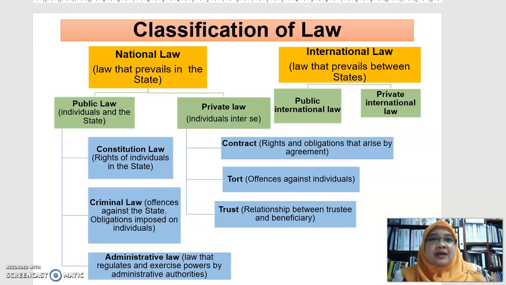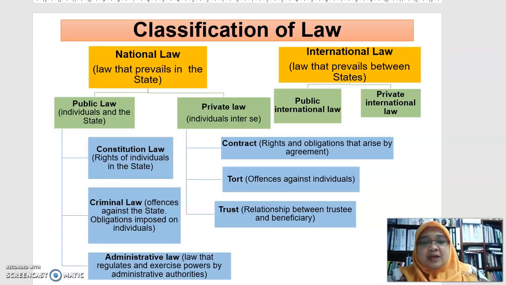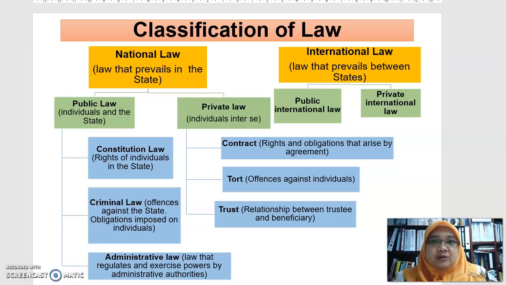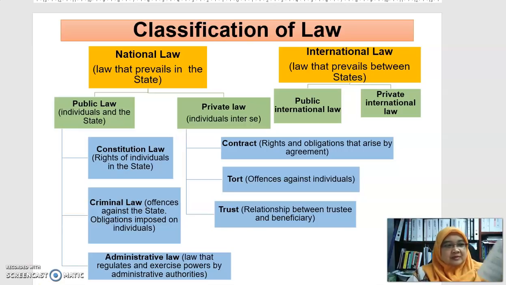This can be further classified into a few others, but what I'm going to show you are the 3 main examples of public law. The first one is constitutional law. Constitutional law is the rights of individuals in the state, right? So, where are you going to get information on what our rights are? These are in the federal constitution. Okay, this is the federal constitution.